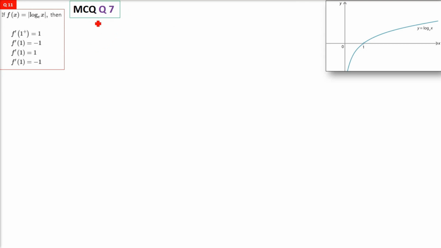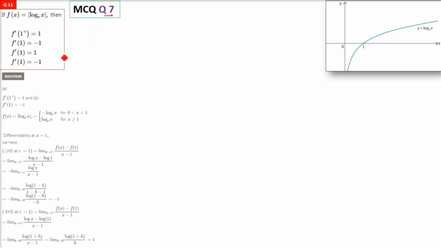Now if you go to the multiple choice question, question number 7, we have already discussed this question. So if you have seen that MCQ, you have watched that, you can just skip and go ahead. And for those who want to do this and try to learn in detail, they can refer to the multiple choice questions, chapter differentiability, question number 7. But I'll give you a hint here, just an idea.